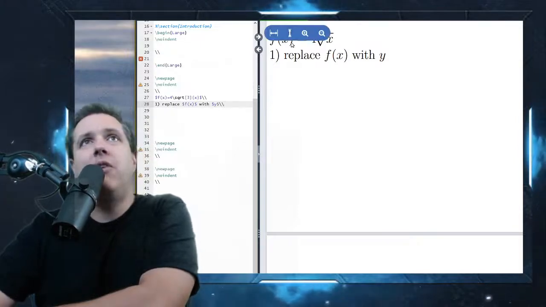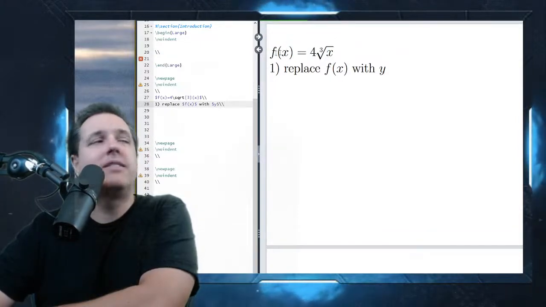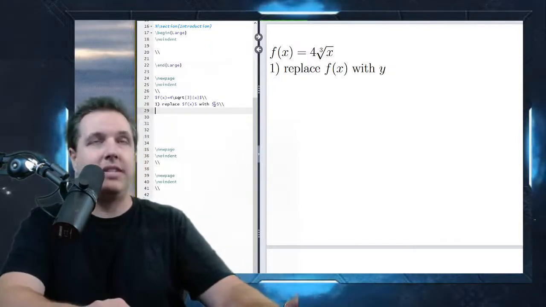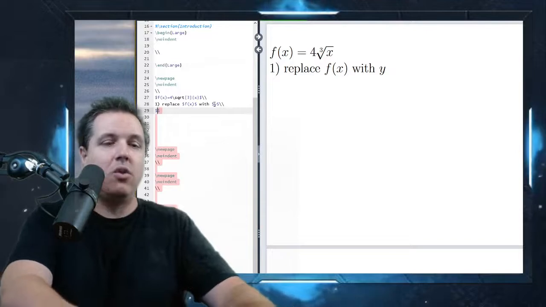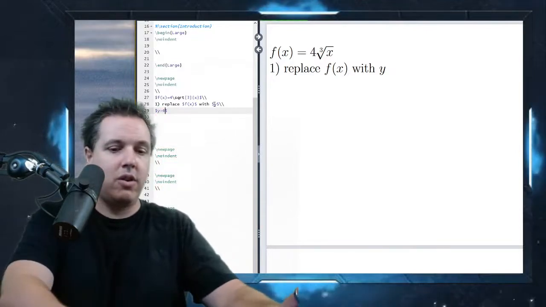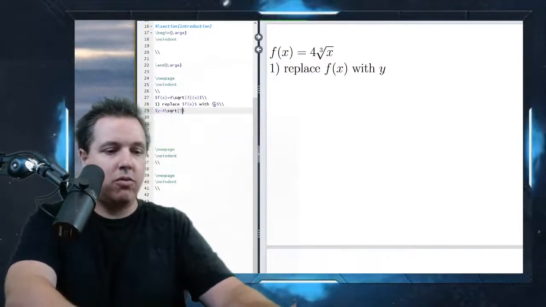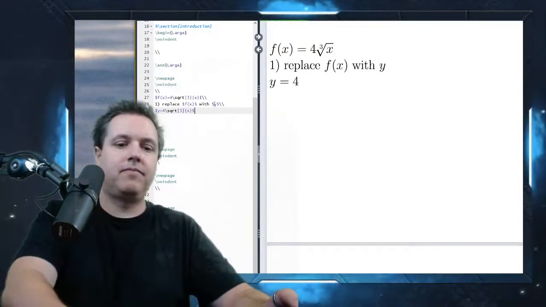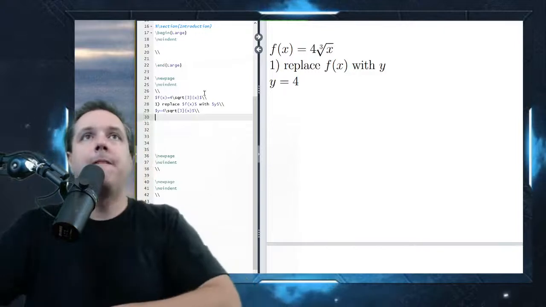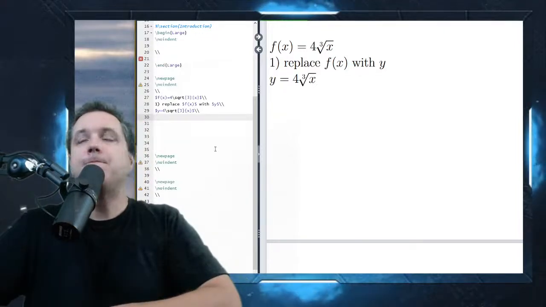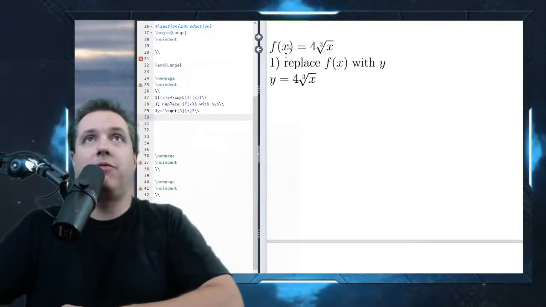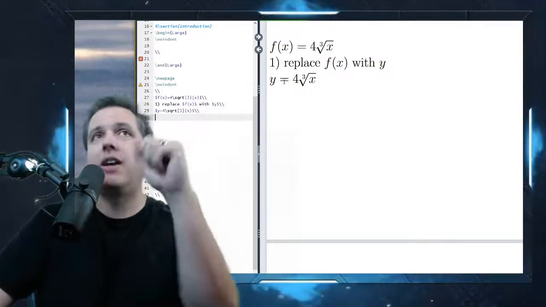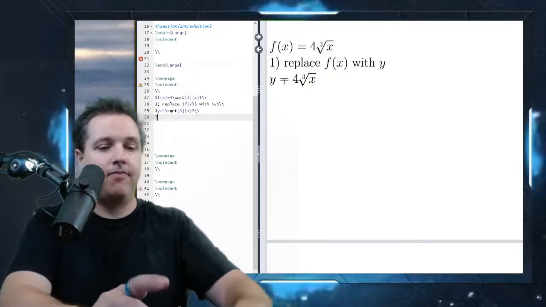So see how up here it's written as f of x? We just rewrite it with a y. So this is one of those steps that's so easy it's silly. We just write this as y equals 4 times the cube root of x. All right, pretty straightforward, right? All I did was take this f of x and rewrite it as a y. Super easy step.